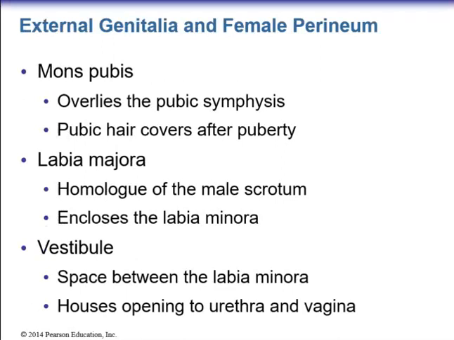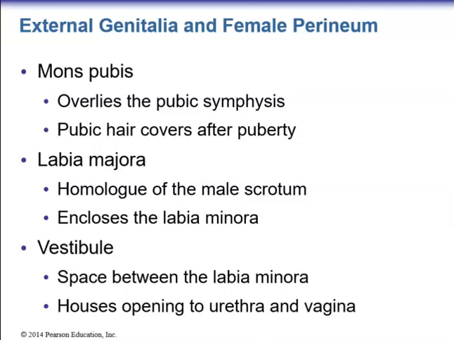So contained within the external genitalia and female perineum, the mons pubis overlies the pubic symphysis, so is anterior to it. Pubic hair covers the mons pubis after puberty. The next structure we're going to talk about is the labia majora. The labia majora is a homolog, meaning it is a structure similar to the male scrotum in the male reproductive system. So the labia majora will enclose the inner labia minora.